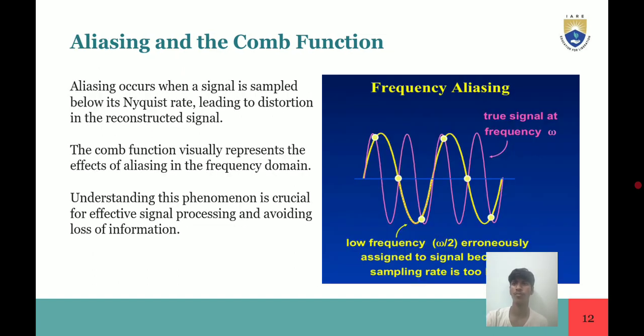Aliasing and the comb function. Aliasing occurs when a signal is sampled below its Nyquist rate, leading to distortion in the reconstructed signal. The comb function visually represents the effects of aliasing in the frequency domain. Understanding this phenomenon is crucial for effective signal processing and avoiding loss of information.